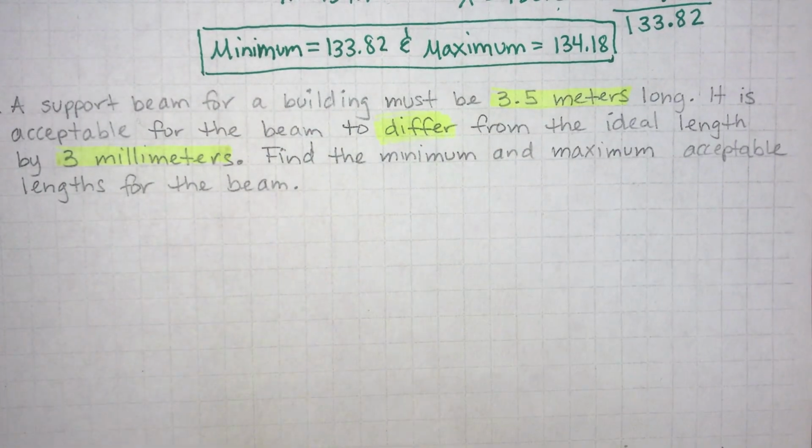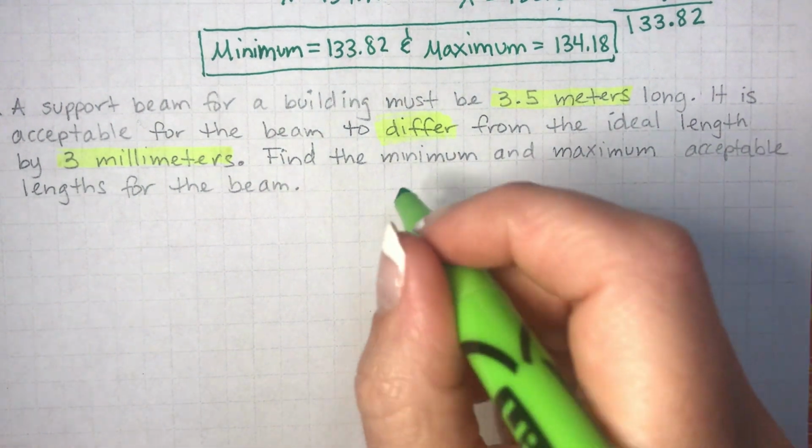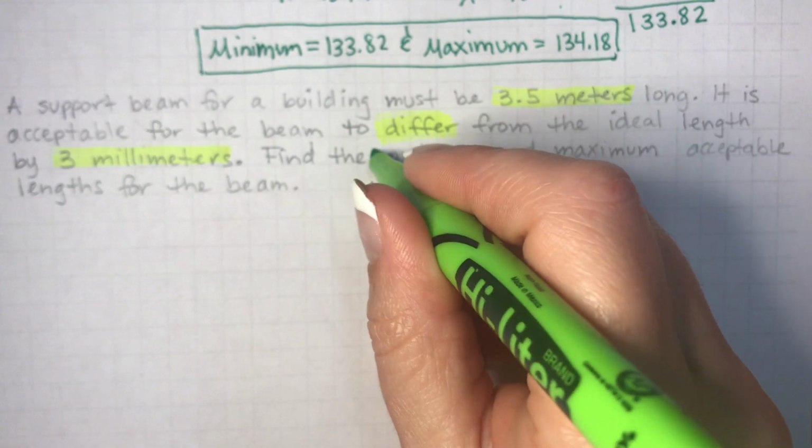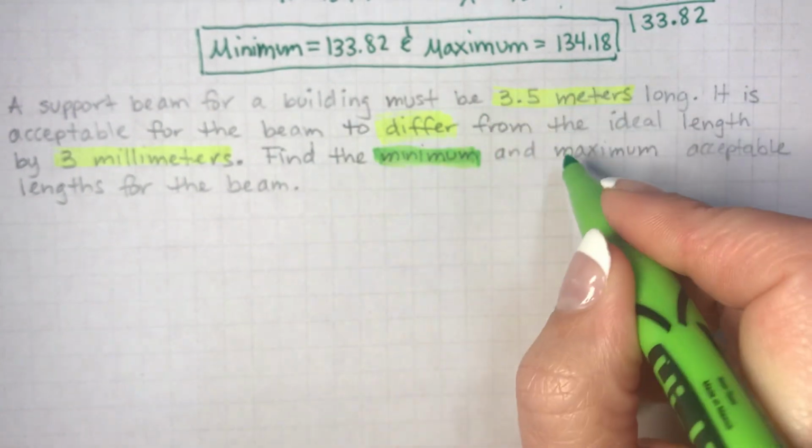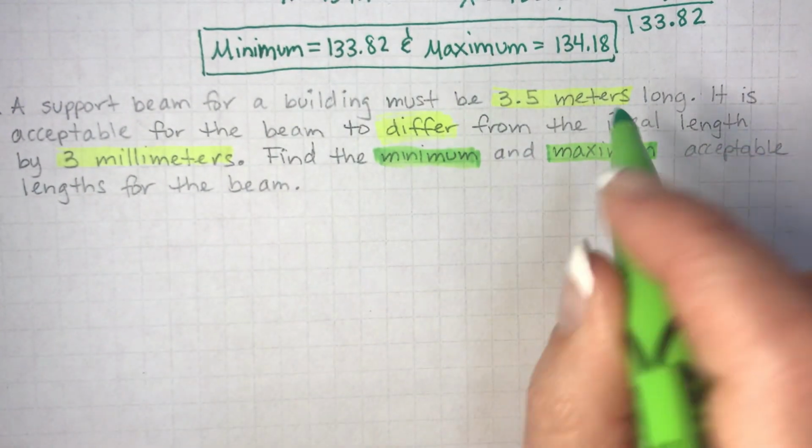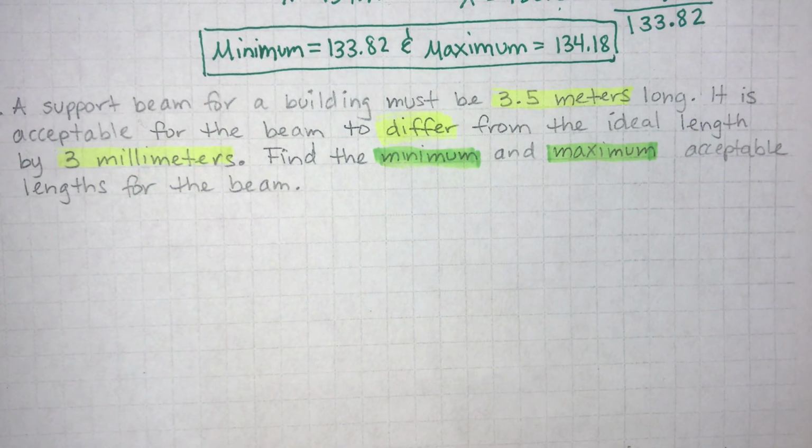Find the minimum and maximum acceptable lengths for the beam. Okay, what's the minimum? It's such a fun word. Maximum, no, not as fun. Not as fun. Minimum. Okay. All right, so let's go ahead and figure this out.